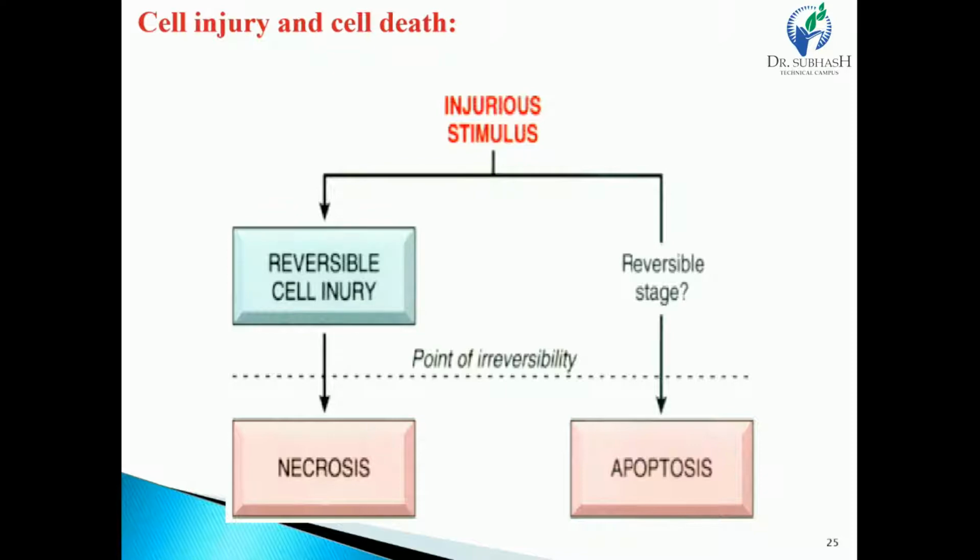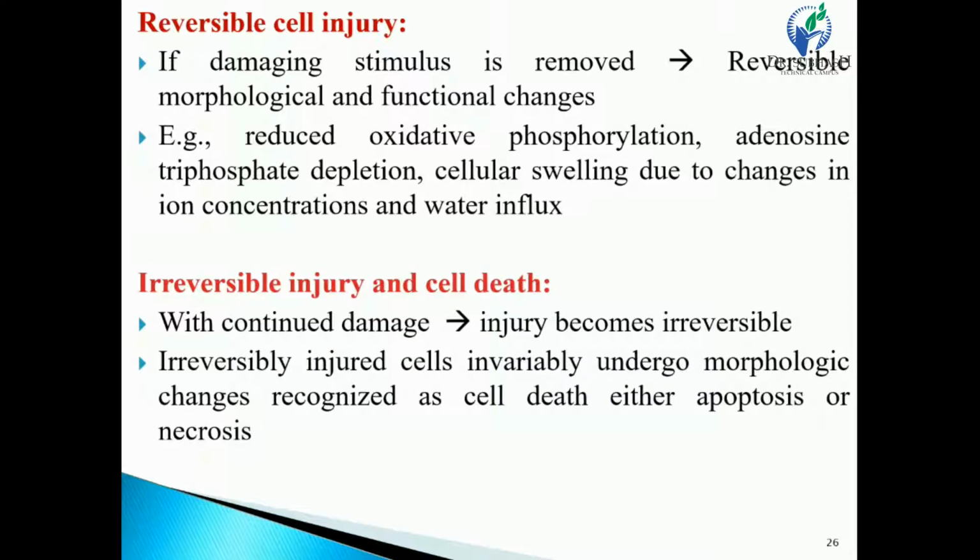In cases of reversible cell injury, it generally follows necrosis. See here the question mark is given at the reversible stage. If it reverts back, then the injury's final phenomenon will be necrosis. If it is irreversible, then it follows apoptosis. So here it is reversible cell injury and irreversible cell injury.